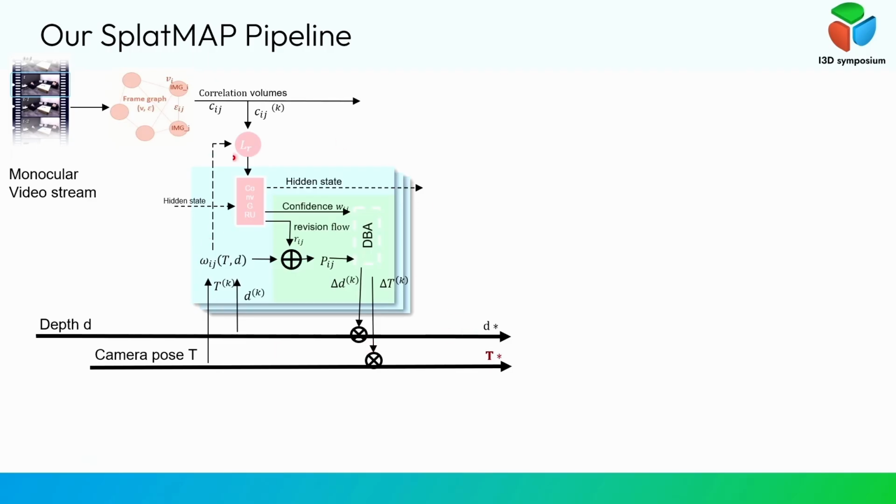This process is done every iteration when an image comes into the system, and we do this for all the keyframes at each iteration. So that's the tracking part.